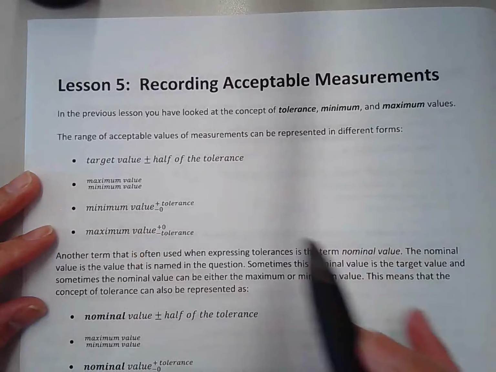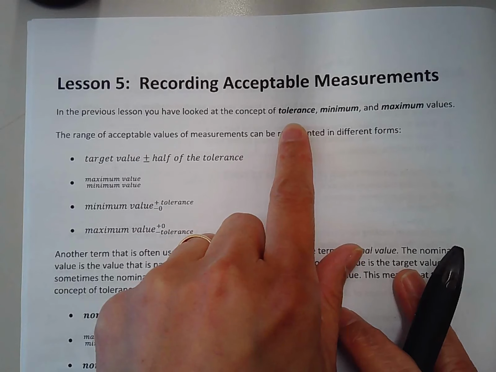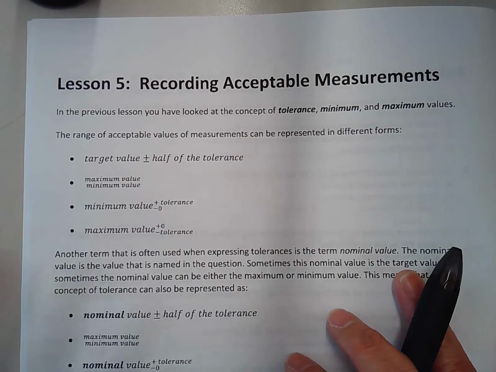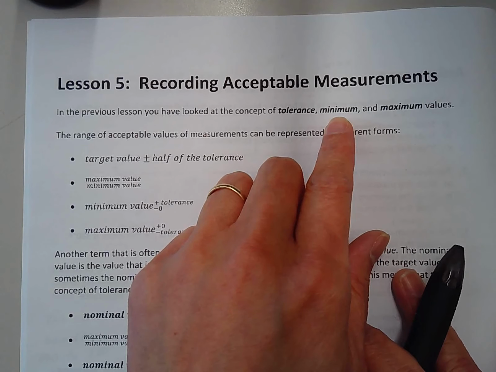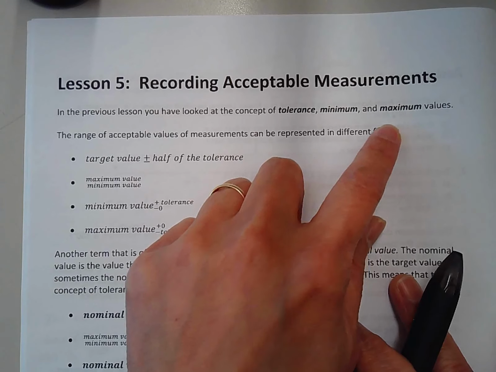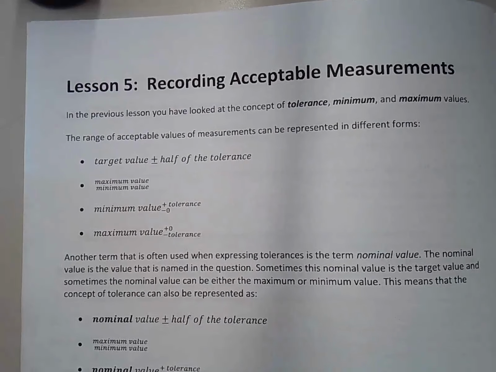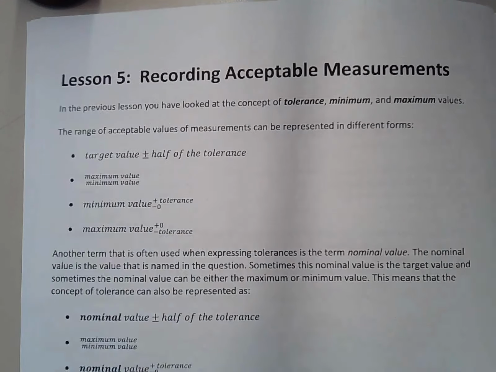In a previous lesson, which was yesterday's lesson, we talked about tolerance. Tolerance is what's allowed, and then we talked about the minimum value that's allowed and the maximum value that's allowed, and that gives us a range of values that we can work with that would work.